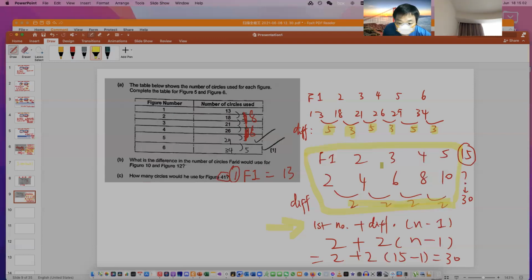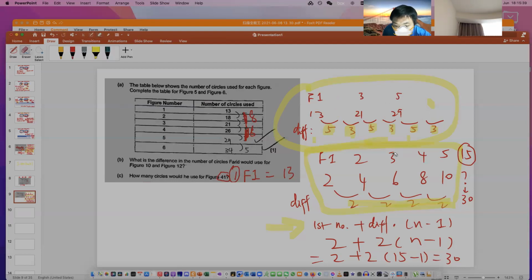So the question given here appeared not to have the same difference. They appeared to have a different difference. They alternate between 5 and 3, 5 and 3, 5 and 3. So you can actually form a new pattern out of this. What is the pattern? You can get rid of the even figures.